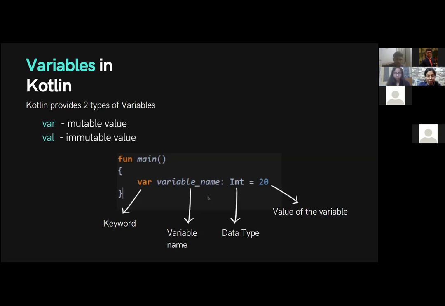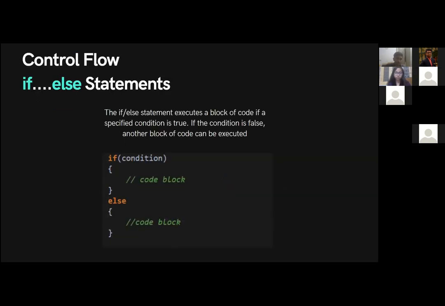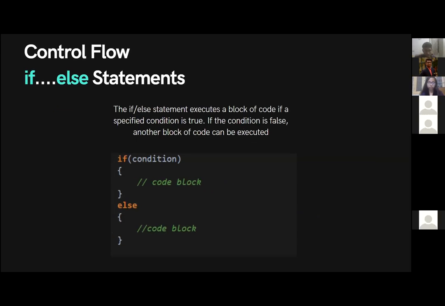So yeah, this is the basic syntax for declaring a variable in Kotlin. The first thing is you start with the keyword var or val. According to your requirements, you can keep var for mutable and val for immutable, followed by the variable name, which will be the name of the variable, and then a colon, and then the data type which you're gonna store in this variable, and then followed by the value of the variable. So this is the basic syntax for declaring a variable in Kotlin. So yeah, let us go to the syntax for other stuff like control flow and other things.